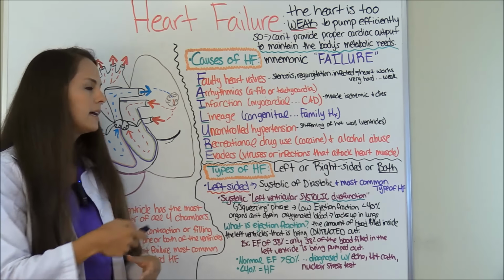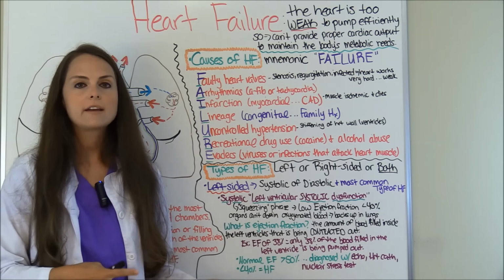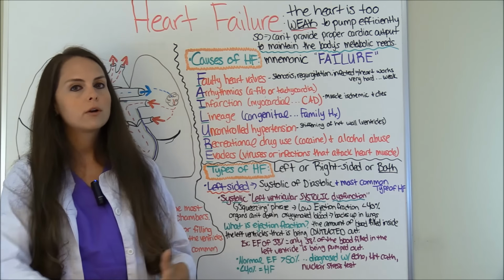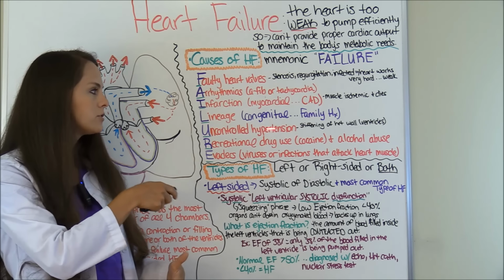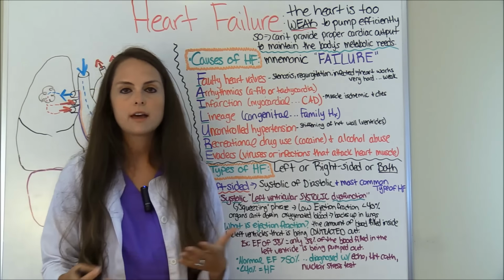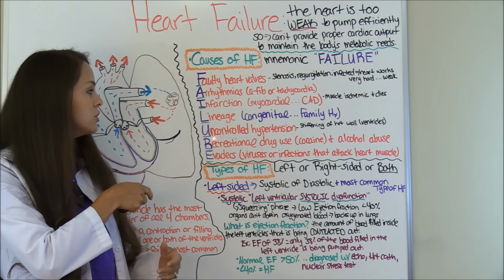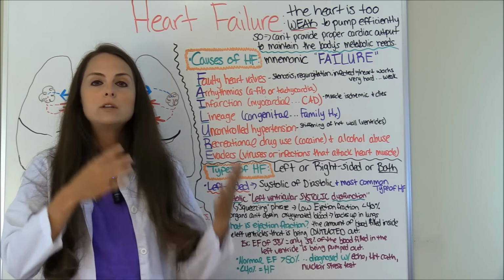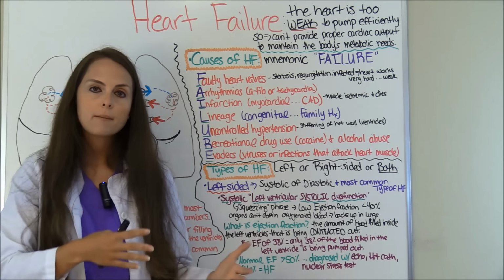L for lineage. This is genetic, family history. Mom, dad, grandmother had it, so you're more at risk for developing it. Congenital, you're born with it. Family history, so that can run in families. Next, U, uncontrolled hypertension. We talked about this in the NCLEX review video of hypertension.